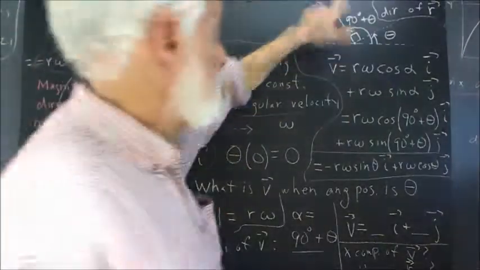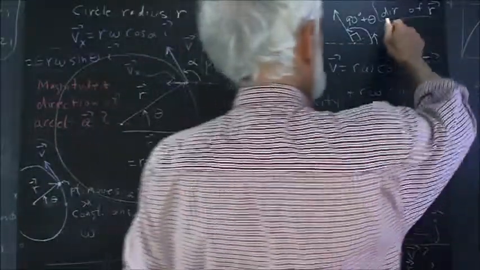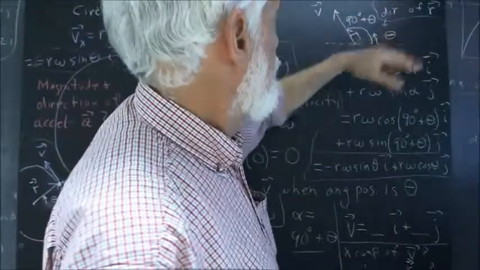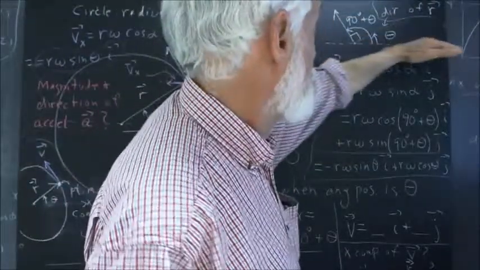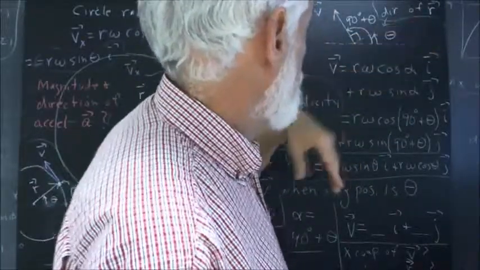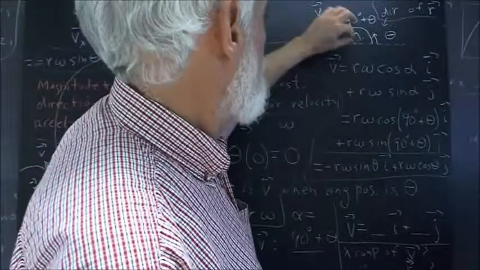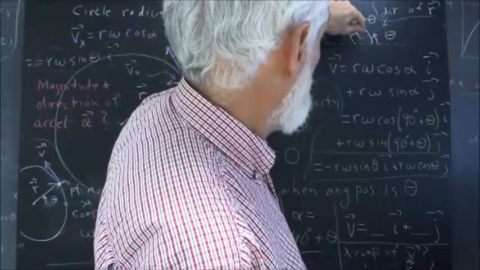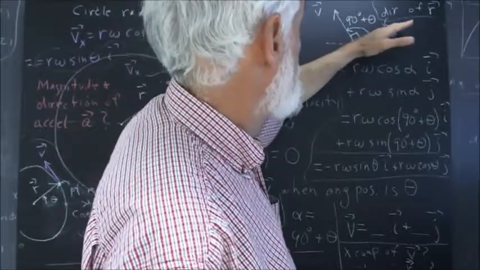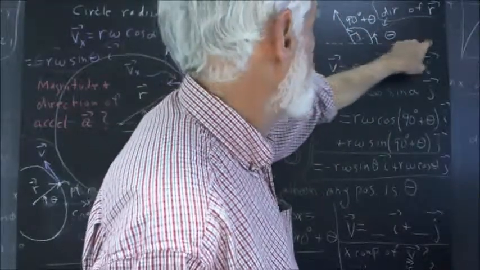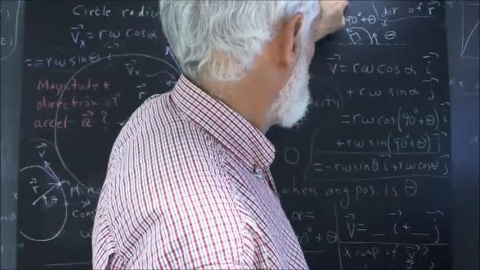And why is that? Well, if we look up here, this dotted line is along the direction of the r vector, and it makes angle theta with the i direction. Okay, so the i direction is here, and there's your angle theta. And then because the tangent to a circle is perpendicular to a radial line, we have an angle of 90 degrees between the direction of r and the velocity vector, meaning that the angle of the velocity vector with the i vector is theta plus 90 degrees. 90 degrees plus theta, we call that alpha.